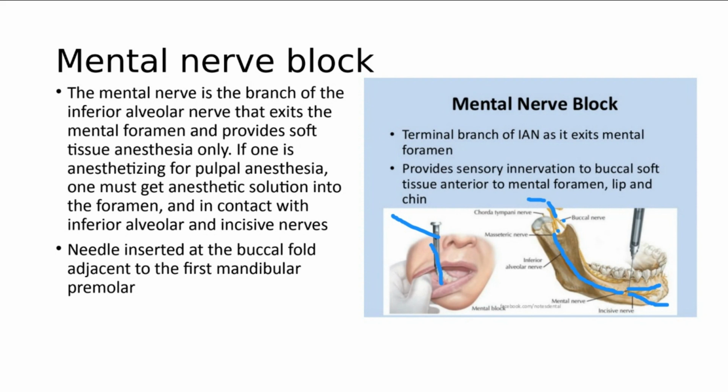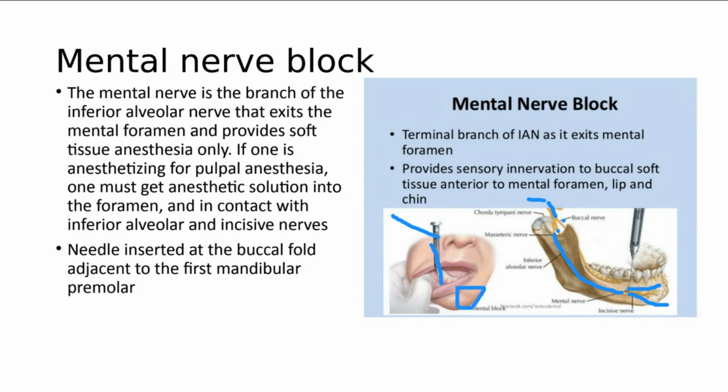How to do that? Find the first premolar, insert into the mucobuccal fold of that until you get, and you will be stopped by the bone of the mandible, and inject, not inside. You're not trying to get it inside, you're trying to get it to just the mental nerve. And what's going to be anesthetized? This area right here.